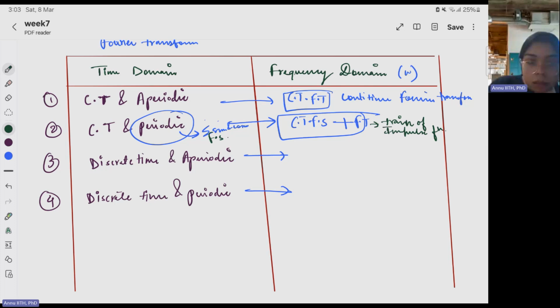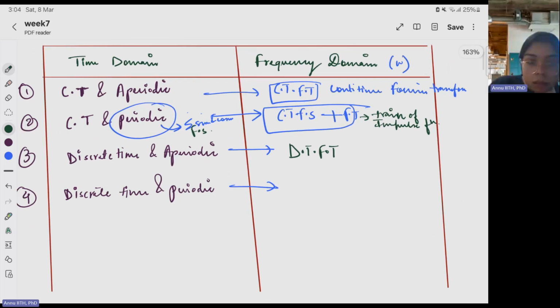And the third case is when we have a discrete time aperiodic signal in our hand. So what type of Fourier transform is used? It will be the DTFT, the discrete time Fourier transform, and we refer to the differences.